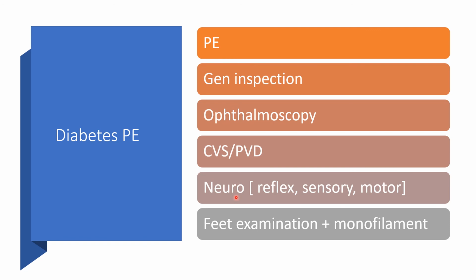Then neuro will be done. Remember, neuropathy will occur here. Okay. Remember, we have macro complications. We have micro. We'll go into the list of all of them later on. We will do feet examination here with our monofilament.